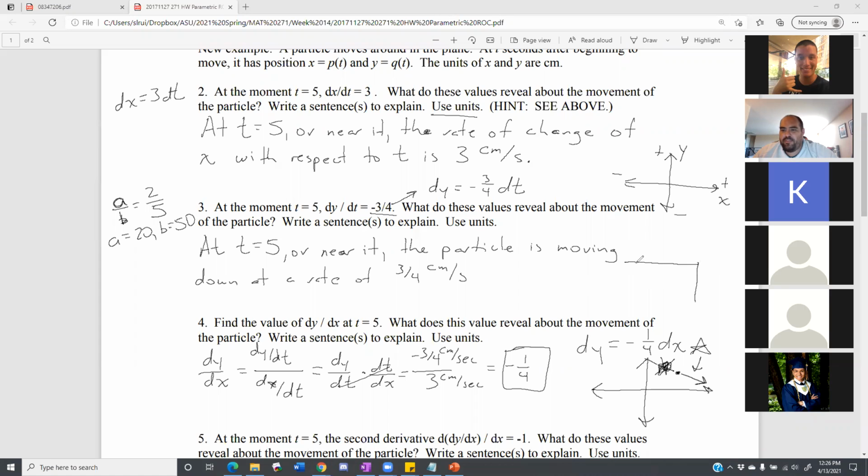I don't think we're going to be asked for it, but basically what we know is this: I can use the Pythagorean theorem, because I know that dx is 3 centimeters per second, and dy, the absolute value, is 3/4 centimeters per second. Could I find the pure speed based on the hypotenuse of that triangle? Yeah, absolutely. It's not something we're asked for right now, but we could find the pure speed.